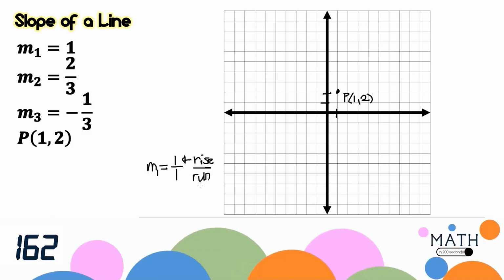But here's the catch. If the value of the slope is positive, the run goes towards the right. This is for positive slope. But for a negative slope, the run will go towards the left. Let's start by plotting a line coming up for this slope.